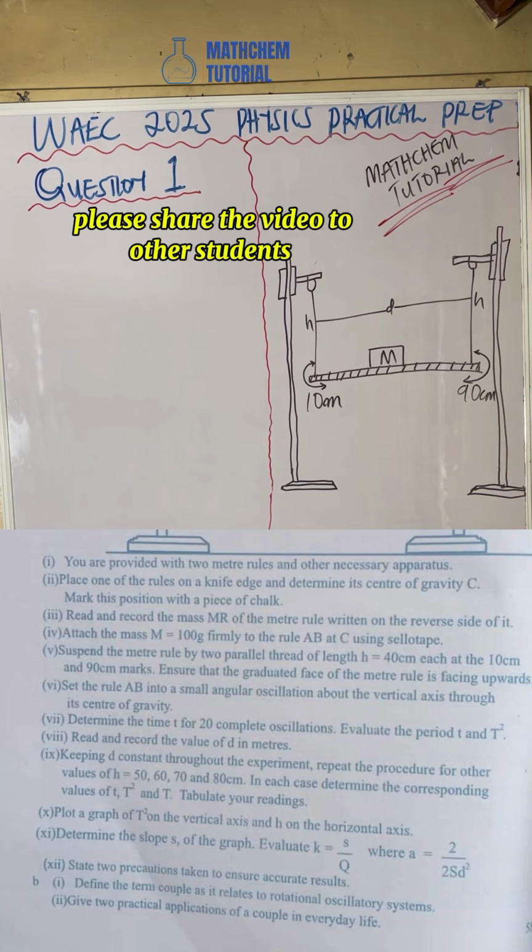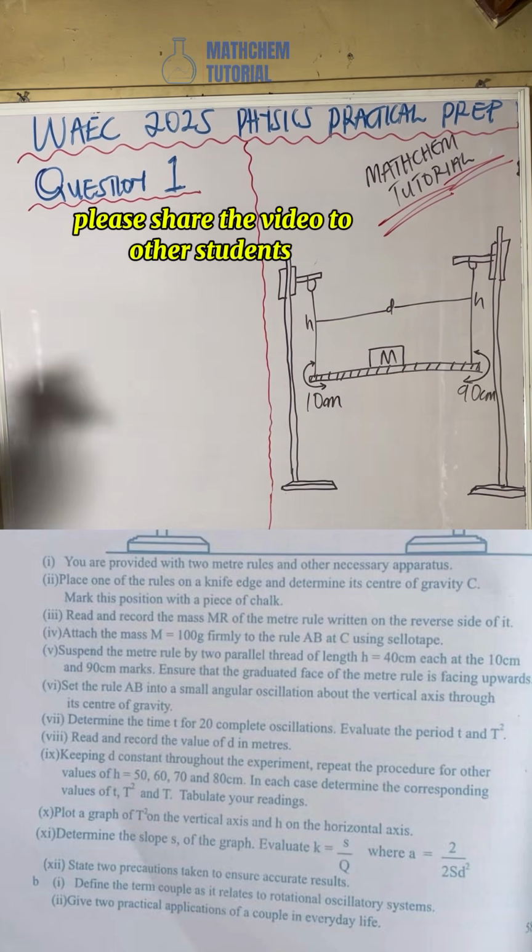Suspend the meter rule by 2 parallel threads of length H, whereby H is 40 centimeter. That's the length of the thread. Each at the 10 centimeter and 90 centimeter mark. As you can see, what we are reading now is illustrated in that sketch.